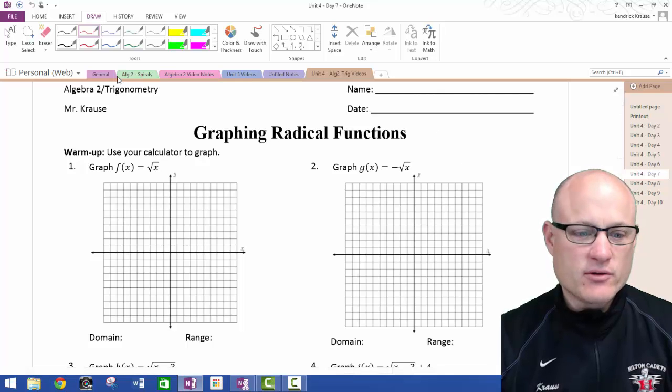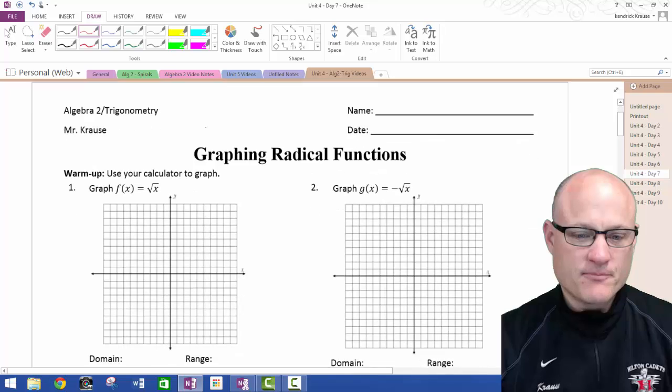Maybe I can't figure out how to move this thing. There we go. All right, here we go.